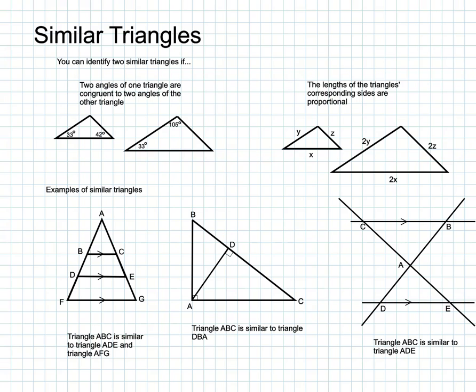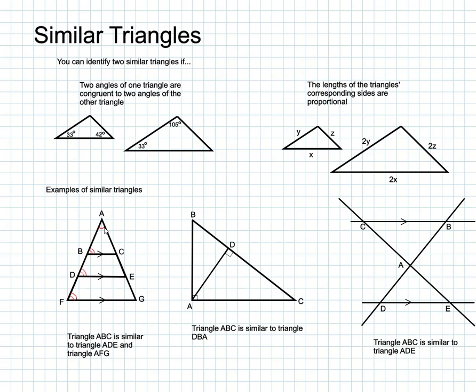The reason why this works is because we have a transversal which intersects parallel lines, lines BC, DE, and FG. So we have line AF acting as the transversal to those lines. Angle A is shared among all three of the triangles, so of course it's going to be equal to itself. Angle ABC, angle ADE, and angle AFG are all equal as well, because they are actually corresponding angles.